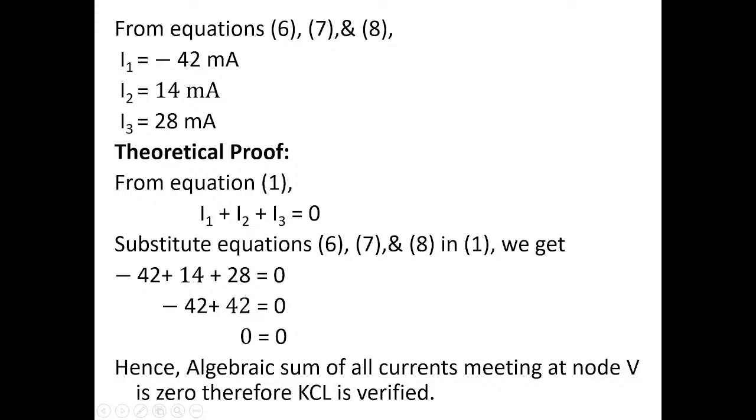Now let us go for the theoretical proof from equation 1. What is equation 1? I1 plus I2 plus I3 equal to 0. Now substitute 6, 7, 8 in equation 1. We will get minus 42 plus 14 plus 28 equal to 0. So 14 plus 28 is 42, minus 42 plus 42 equal to 0. So 0 equal to 0. Here the algebraic sum of all the currents meeting at a junction, or node, is equal to 0. Hence KCL is verified. This is a theoretical proof. So I have verified Kirchhoff's current law.